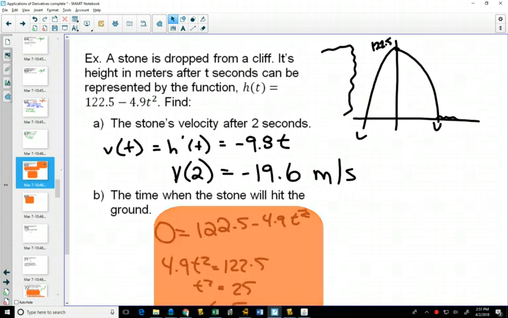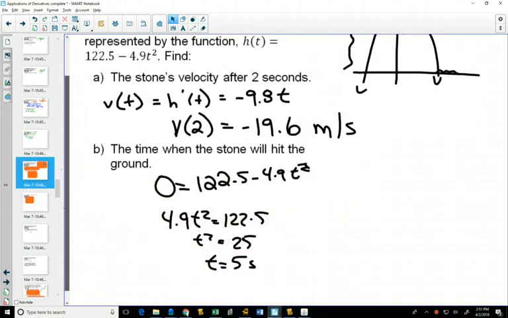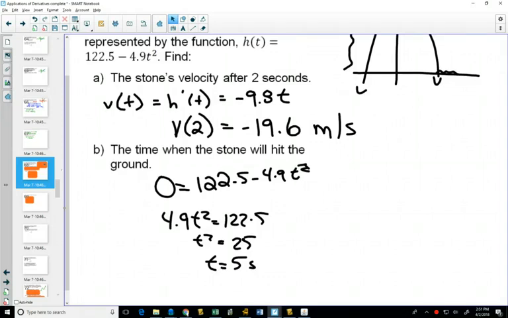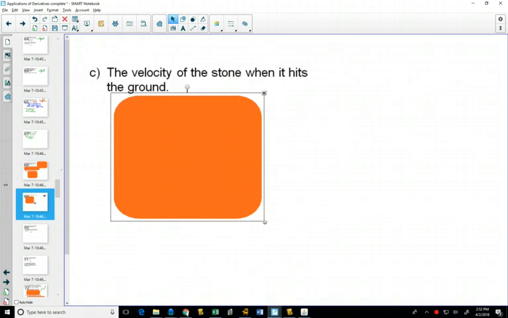Right. So the time when the stone will hit the ground, well, you plug in 0. Now the ground is at 0, and this is back in our original equation. So again, one of the things you really have to determine in these questions is which equation should I use? If I wanted to hit the ground, then I would know that my height would be 0. And so now I'm using my original equation, solving for that, and it's going to hit the ground at 5 seconds.